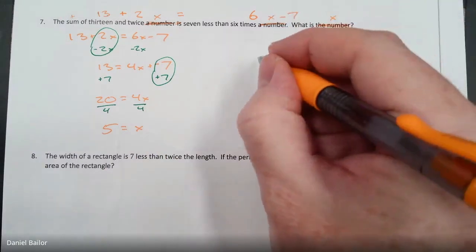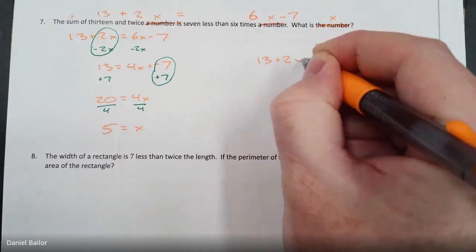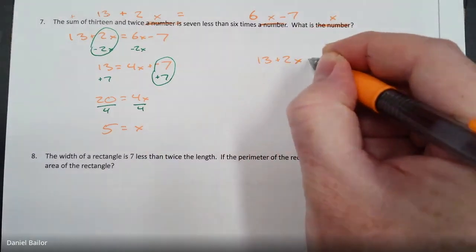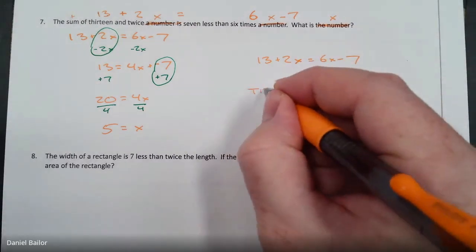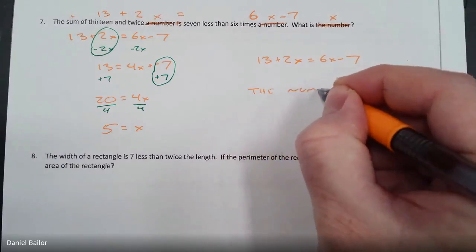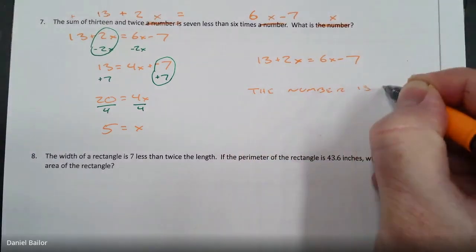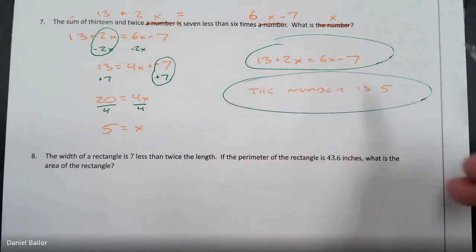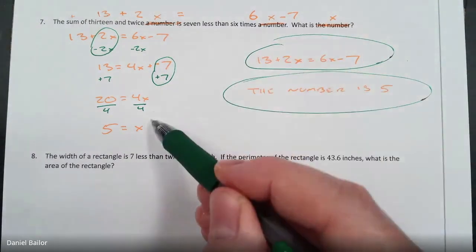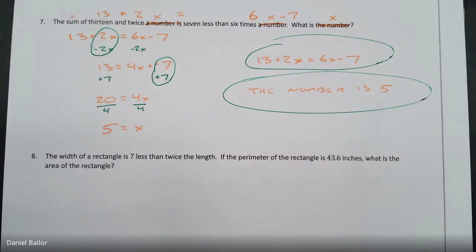But for our answers, remember, we have the work. I need the equation. My equation was 13 plus 2x equals 6x minus 7. And the number is 5. So I have my equation, I have my work, and I have my answer. Hopefully yours matches mine pretty much exactly. I hope you got the right answer. Now let's check how you did on number 8.